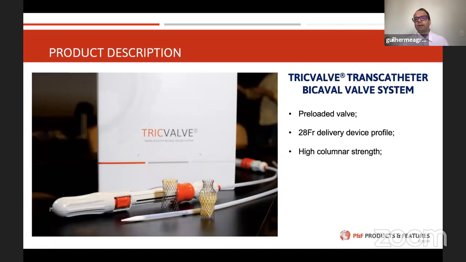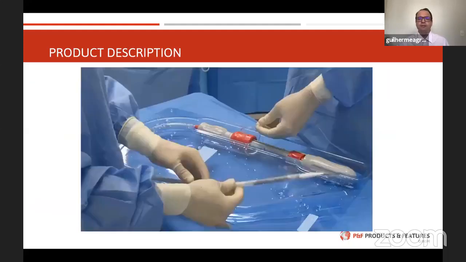We have a 28 French delivery device, and this device has a high columnar strength to allow very precise positioning without bending or kinking of the delivery device. This allows us to have a recapturable device until 80–90% of deployment, and we keep tensile during the deployment without any deformation of the delivery device.